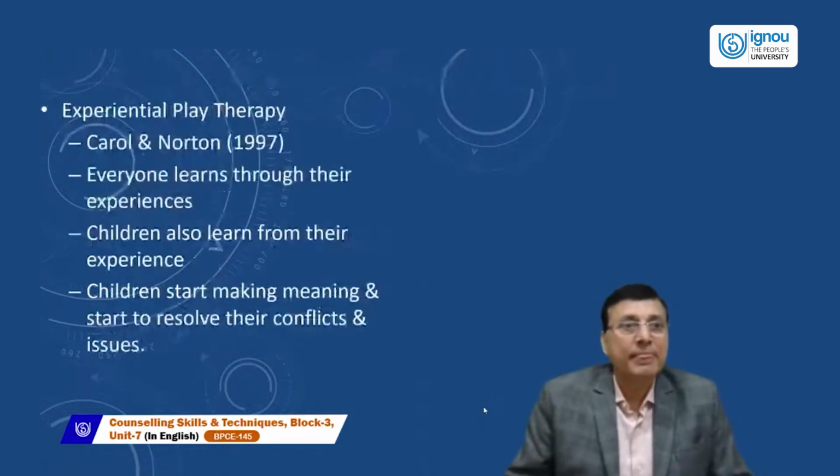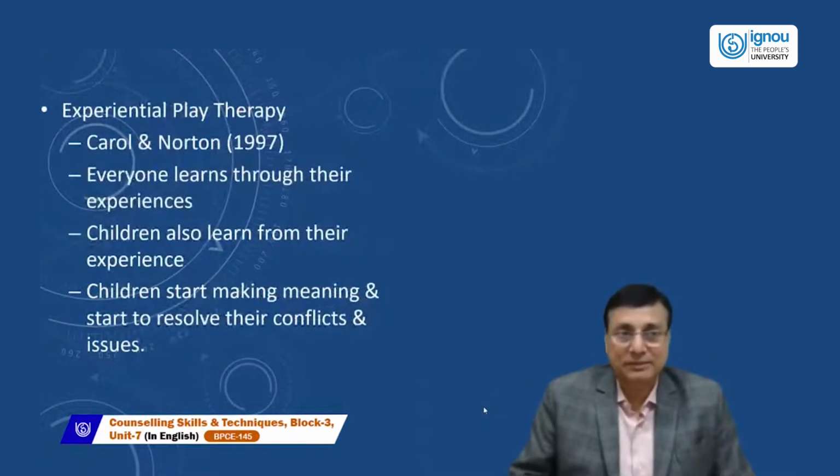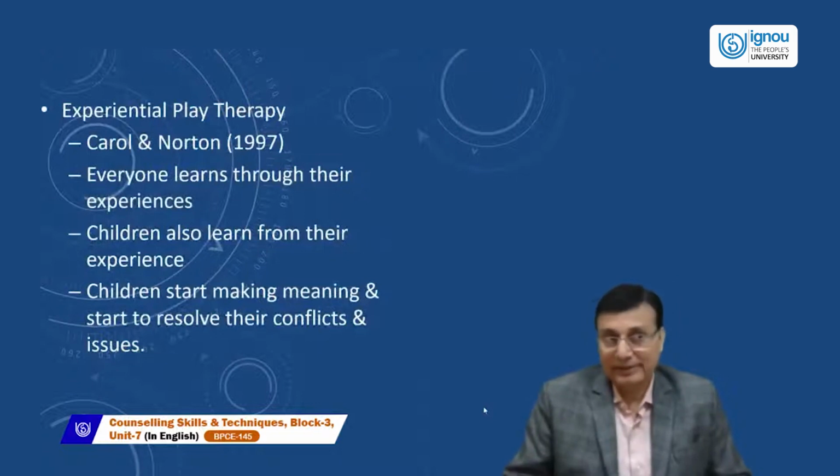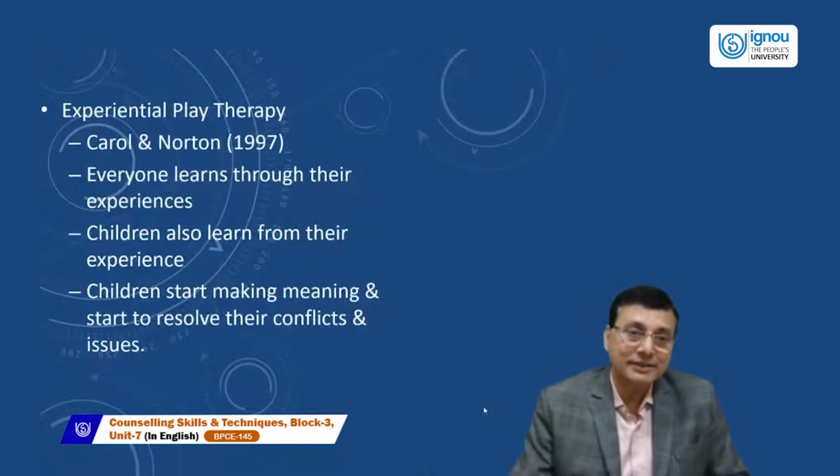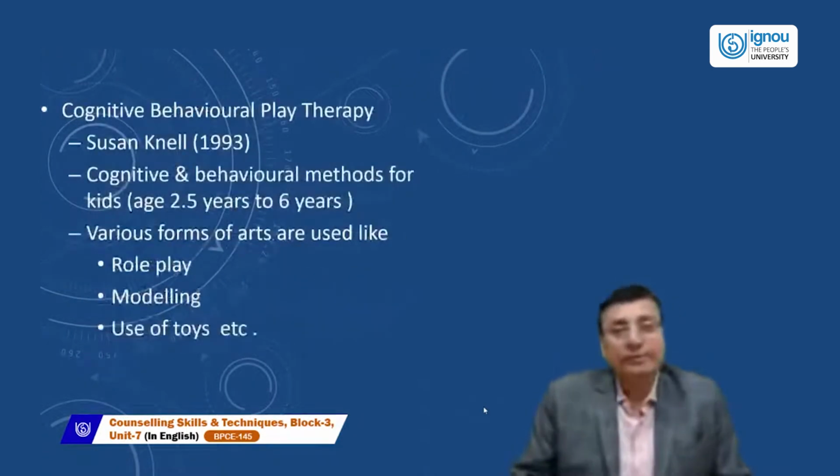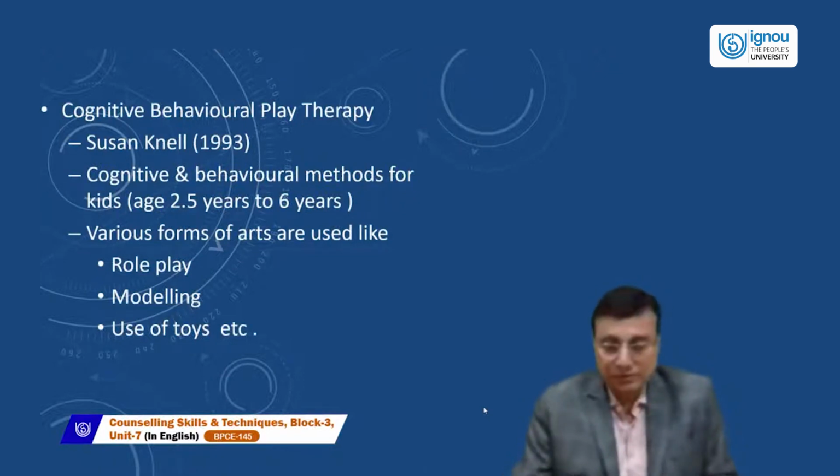Experiential play therapy was given by Carol and Norton. Everyone learns through their experiences. Children also learn from their experience, and children start making meaning and start to resolve their conflicts and issues. Cognitive behavior play therapy is by Susan Knell, a cognitive behavior therapy method for kids aged 2.5 years to 6 years. It's more suitable, and various forms of arts are used, like role play, modeling, use of toys, etc.